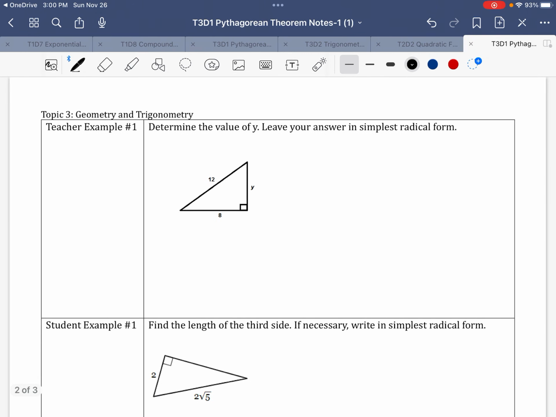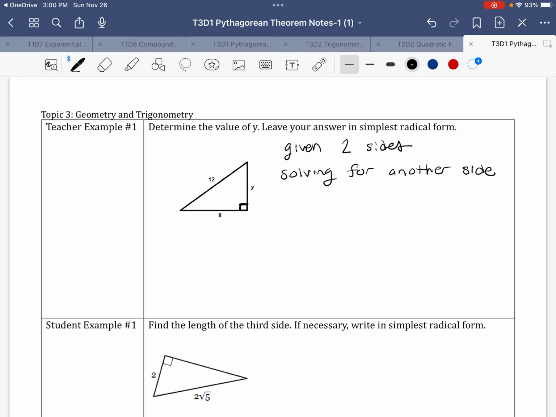So teacher example number 1, determine the value of y. A couple of reasons why I know we should use the Pythagorean theorem here: number 1, we have a right triangle, and with the Pythagorean theorem you always need to find the right triangle. It only works for right triangles. Number 2 is we are given 2 sides and we are solving for another side.